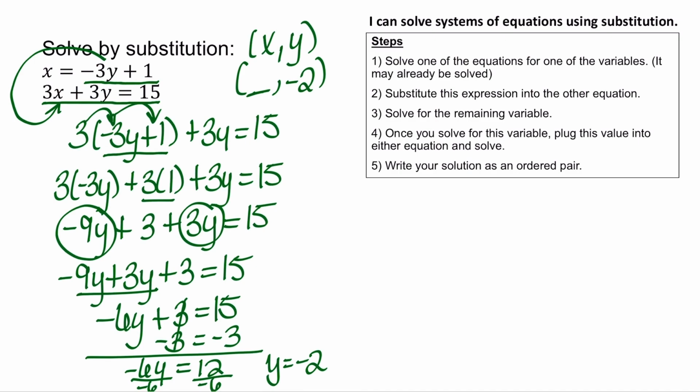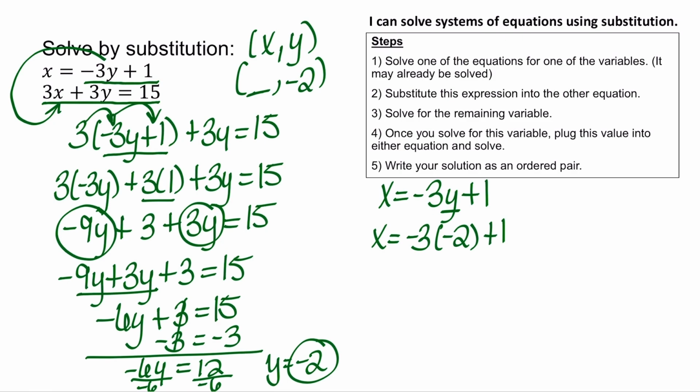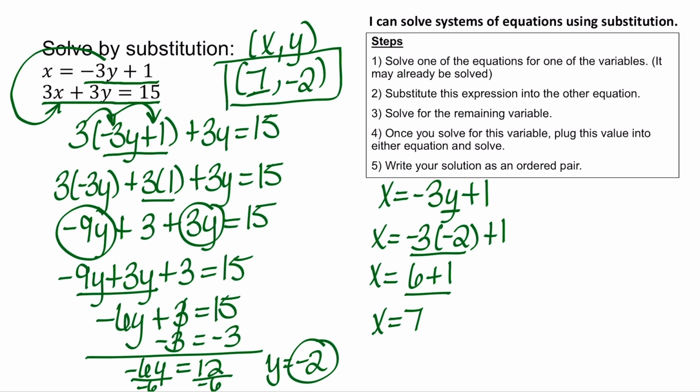It's going to be a little bit easier if I plug it into the first equation, because you can see that equation is already solved for x. So instead of y, I'm going to substitute negative 2. I have x equals negative 3 times negative 2 plus 1. When I simplify this, negative 3 times negative 2 is positive 6, so I have x equals 6 plus 1, which is x equals 7. So 7, negative 2 is the solution to this system of equations.